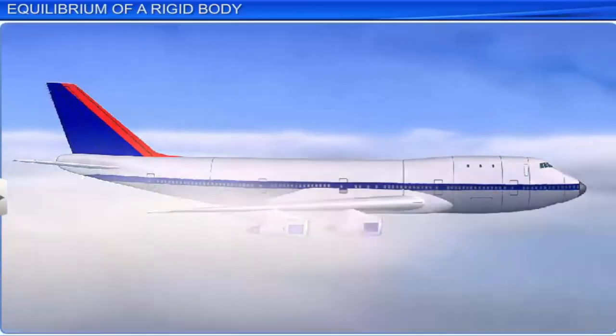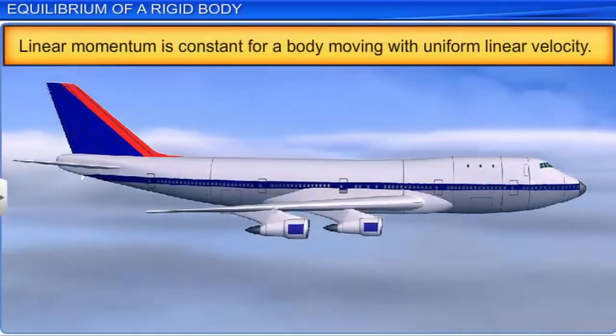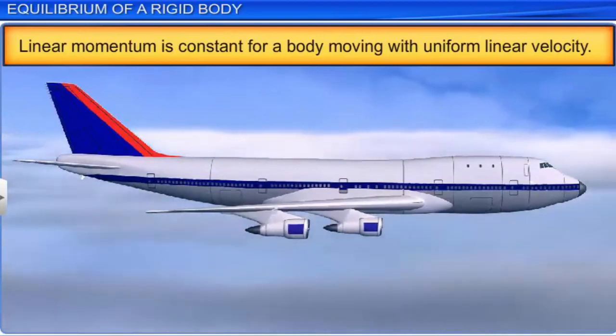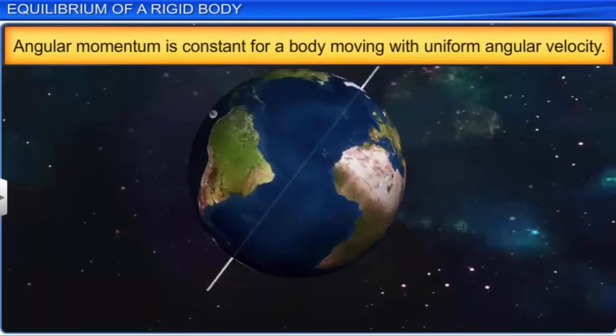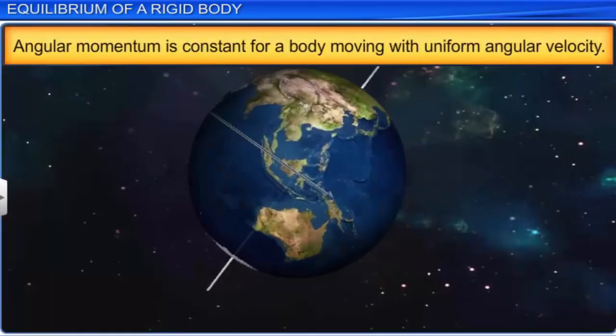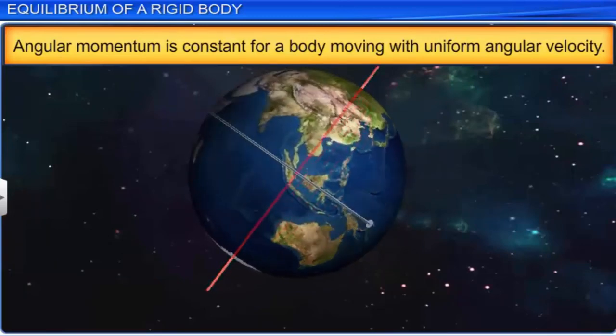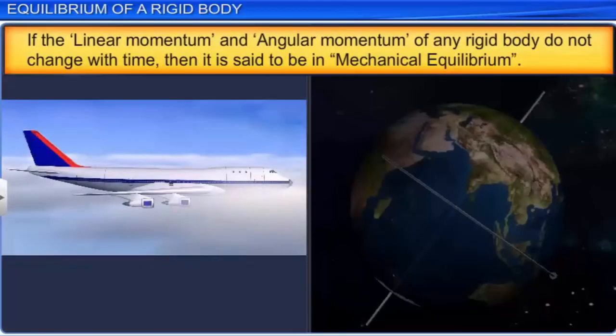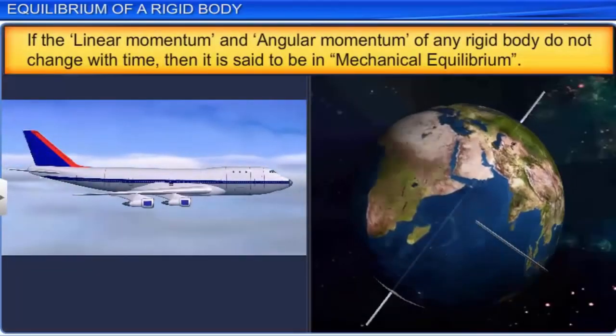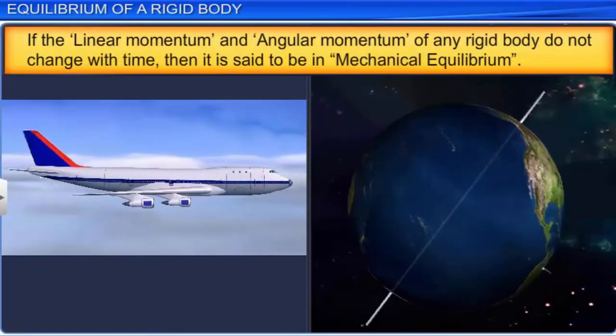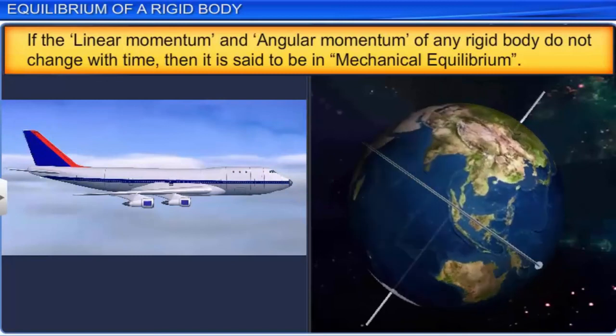The linear momentum of an aeroplane moving with uniform velocity is constant. Similarly, the angular momentum of the Earth about its axis of rotation is also constant. If the linear momentum and angular momentum of a rigid body do not change with time, it is said to be in mechanical equilibrium.